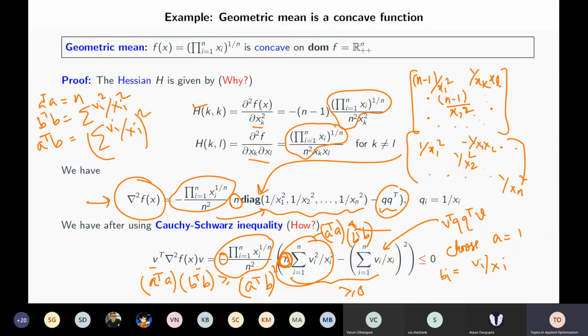This choice of A and B is sometimes tricky. It comes from practice, but indeed we can think a little bit, and usually we can prove this. So in this case we have proved that V transpose Hessian V is negative definite. Since the Hessian is negative definite, the function is concave, which is what we had to prove.